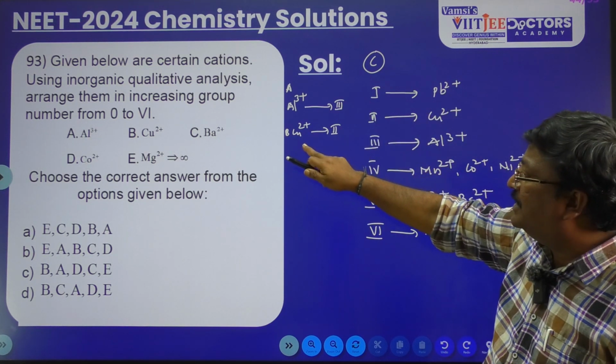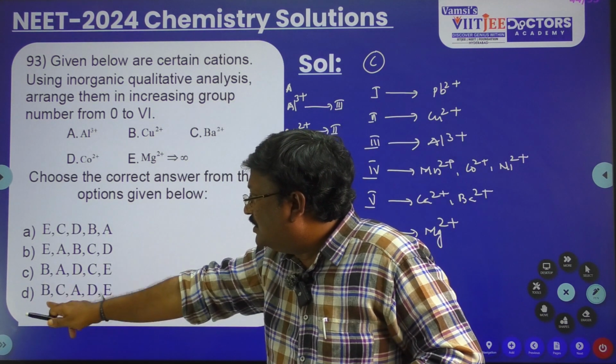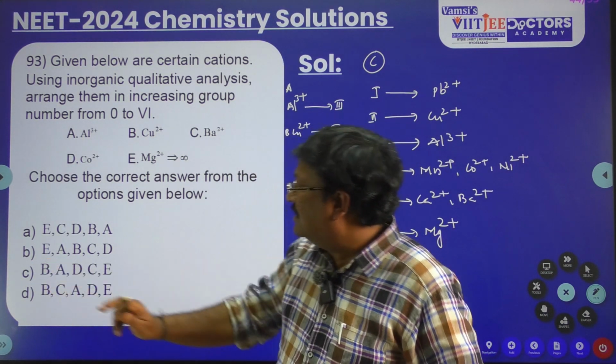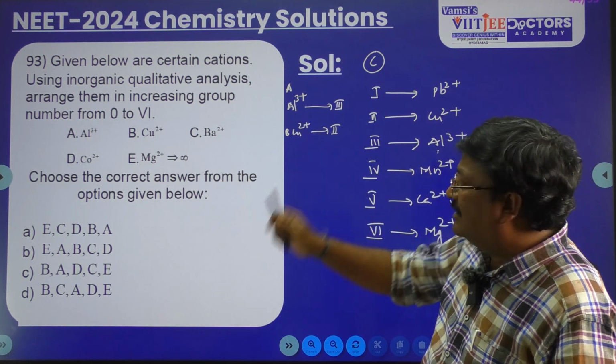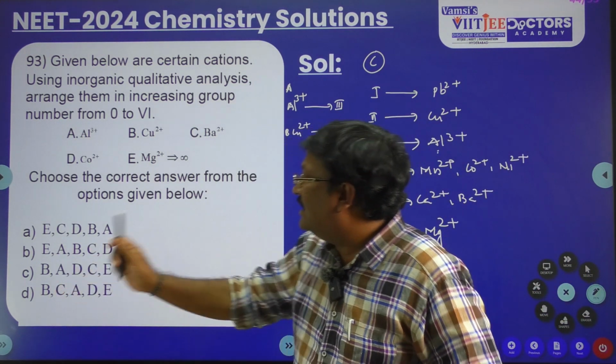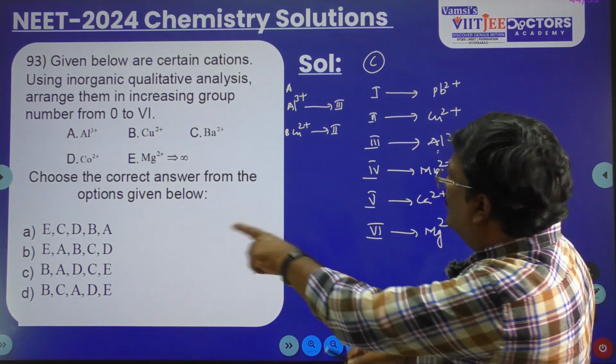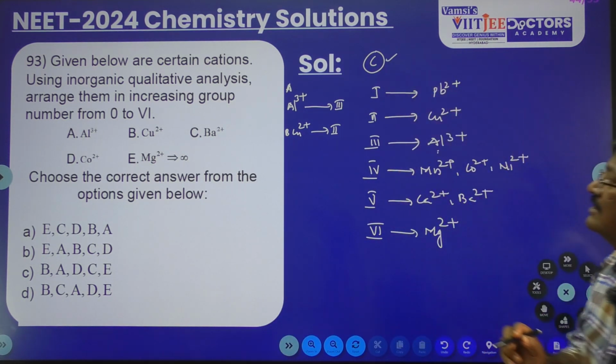Copper first means B. B must be first. So B is in both the options given. Next, Al plus 3, that is there in A. Next to that is A, BA. So BA is there in only one option. Therefore, C is the answer here.